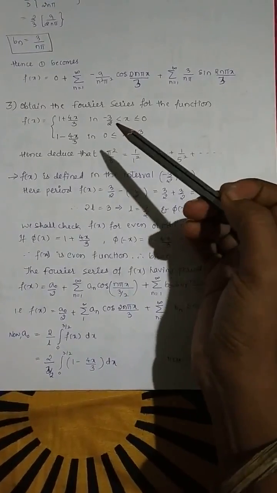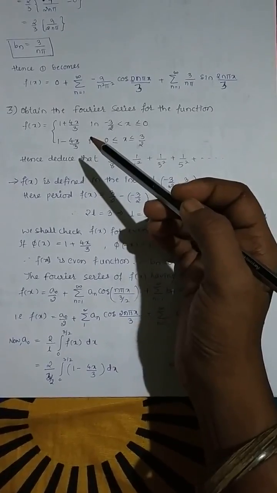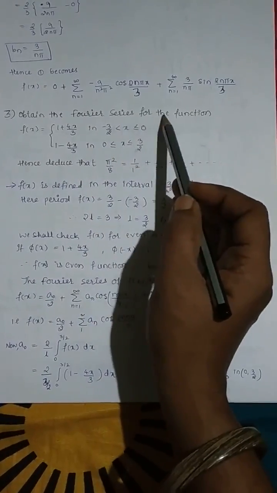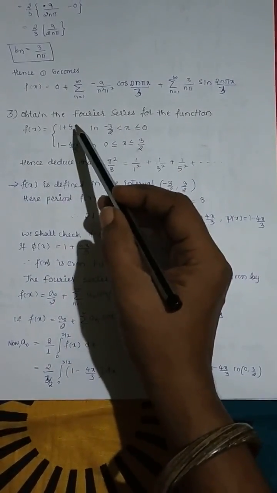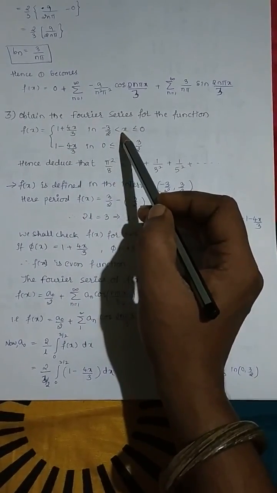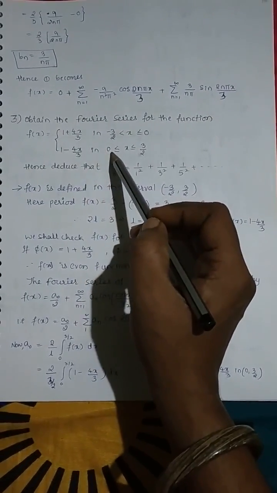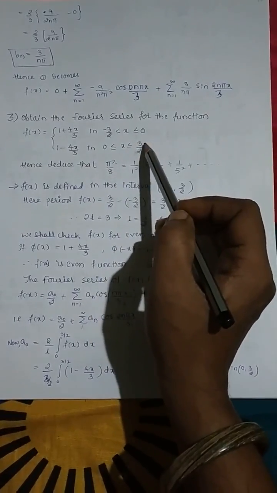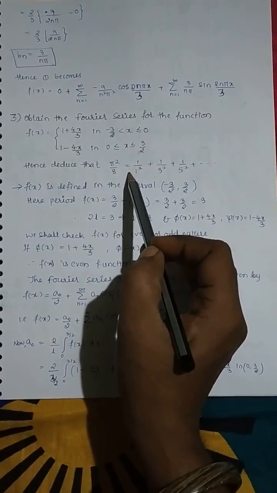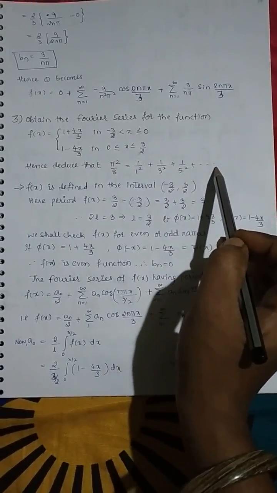Hello students, let's solve one more problem on finding the Fourier series when we have the length of the period 2L. Obtain the Fourier series for the function f of x equals 1 plus 4x by 3 in minus 3 by 2 less than x less than or equal to 0, and 1 minus 4x by 3 in 0 less than or equal to x less than or equal to 3 by 2. And hence deduce that pi square by 8 is equal to 1 by 1 square plus 1 by 3 square plus 1 by 5 square plus and so on.